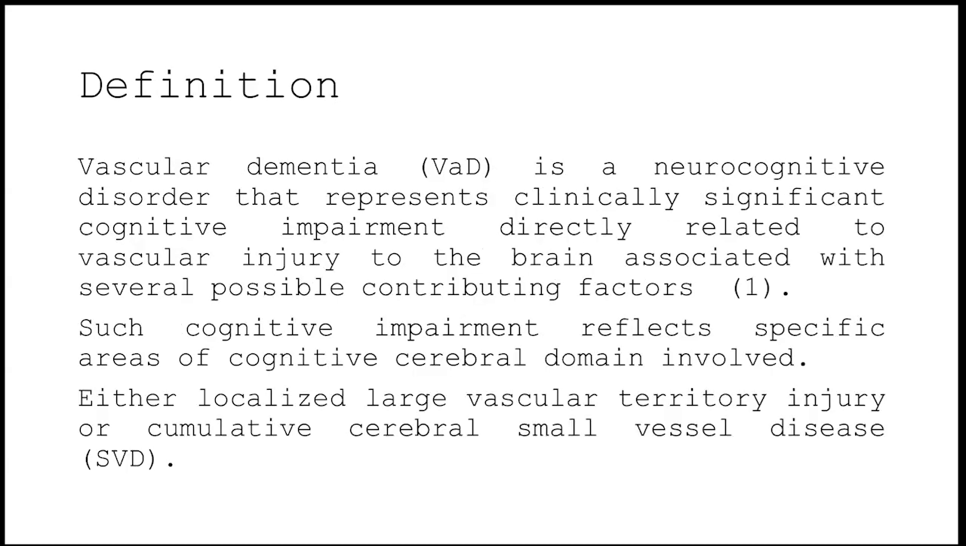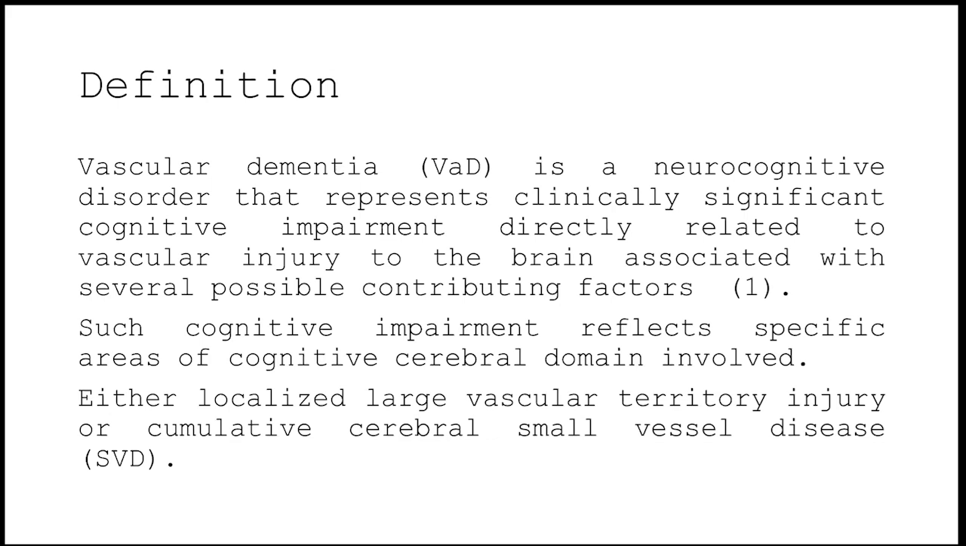So, starting with definition, vascular dementia is a neurocognitive disorder that represents clinically significant cognitive impairment. The key thing is that it is directly related to vascular injury to the brain associated with several possible contributory factors. And here I'm talking about cardiovascular risk factors.